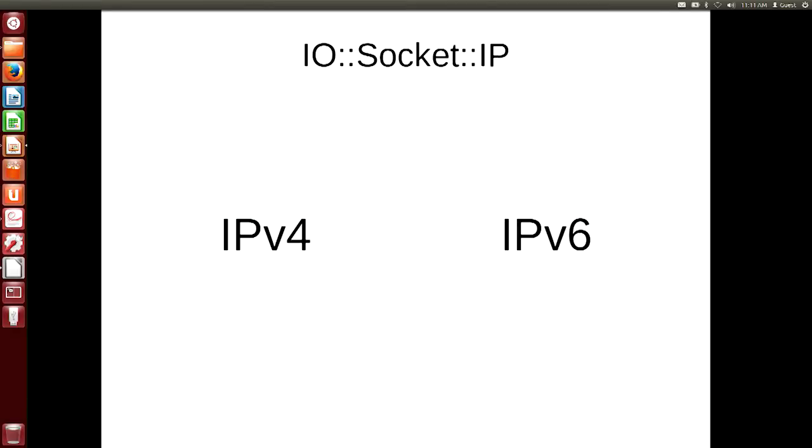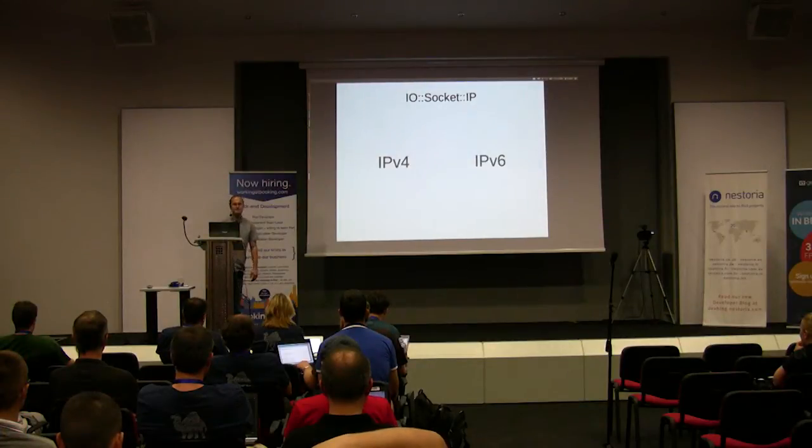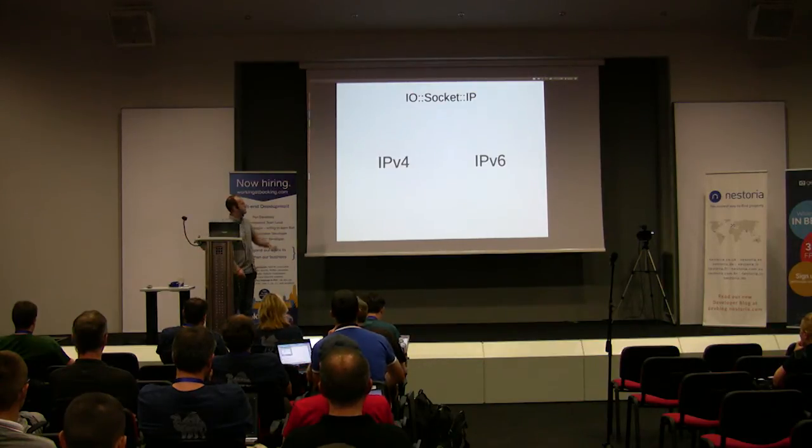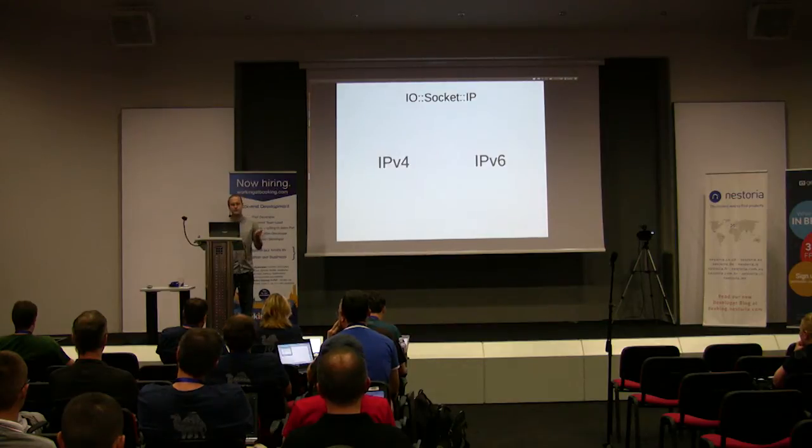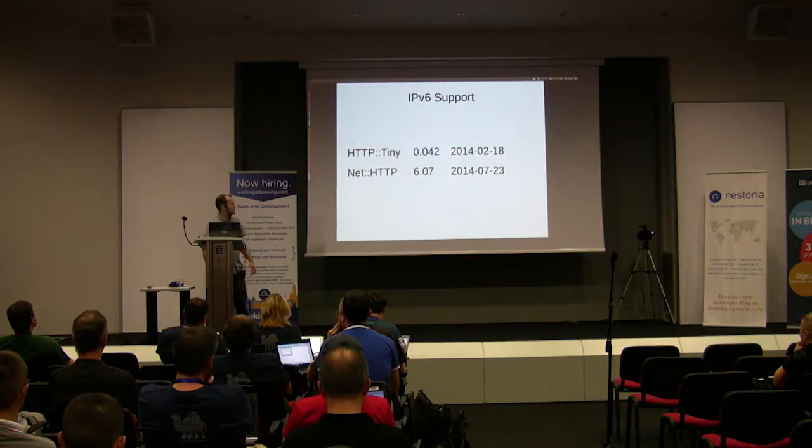Now, as I said, TCP runs on top of IP. And there are two versions of IP commonly used on the internet today. There's IPv4, which is old, and we've almost run out of addresses, and we should have stopped using it years ago. But, you know, it's there, it works, so we still use it. IO::Socket::IP has been in the Perl core for some releases now. And recent versions of HTTP::Tiny and Net::HTTP use it. Now, Net::HTTP is the underlying network module that LWP uses.